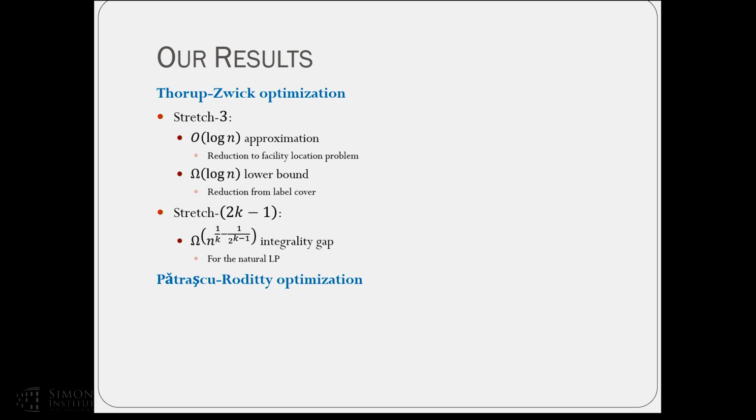And for the probability optimization problem, we also have a matching upper and lower bound of log n. The upper bound uses LP relaxation and randomized rounding, and the lower bound is from a reduction from set cover.